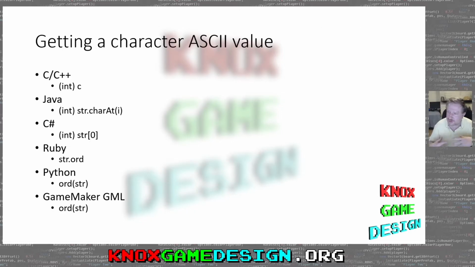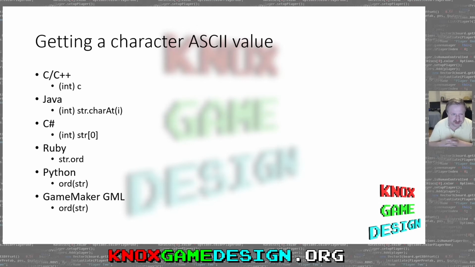So let's talk a little bit about these character values, these ASCII character values. If you have a character, how do you actually convert that into its numeric value? Well, here's some examples. So for C and C++, all you do is cast it. Cast it as an int. Put int in between parentheses. That's what casting does. Converts one data type to another.